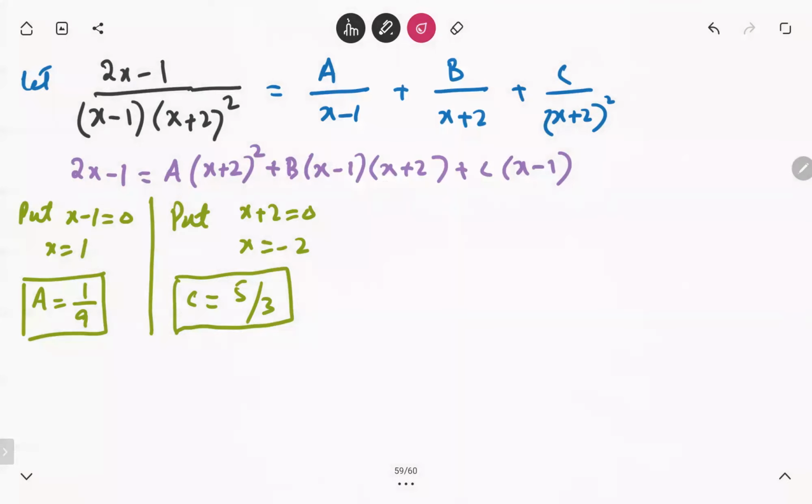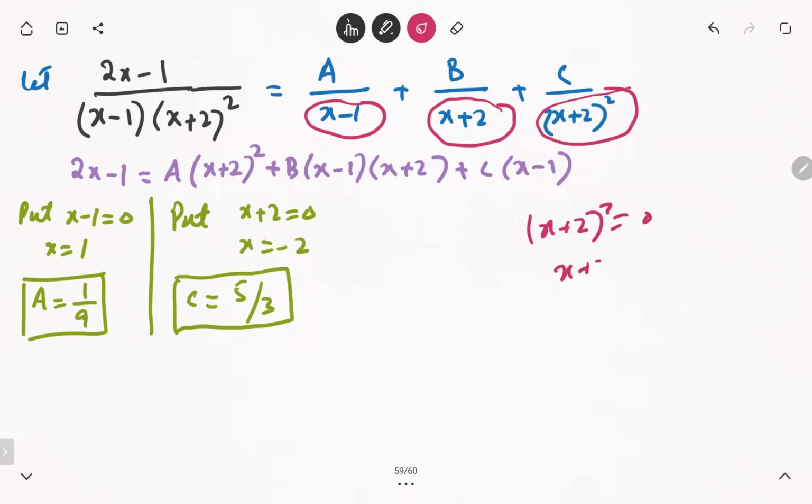Please सब सामने देखें. आपने पहले क्या put किया? X minus 1 is 0, mean X is equal to 1. You got one of the answers. Then you use X plus 2 is 0, mean X is equal to minus 2. तो आपके पास एक और आंसर आ गया. Now if you see the third denominator, अगर इसको आप 0 करते हैं, ये तो वही है. X plus 2 whole square अगर 0 करते हैं, mean X plus 2 is equal to 0, X is equal to minus 2. ये तो वही है जो आप already put कर चुके हैं. It will give you same result of C. Mean 5/3 दोबारा देगा. B नहीं आएगा आपके पास.